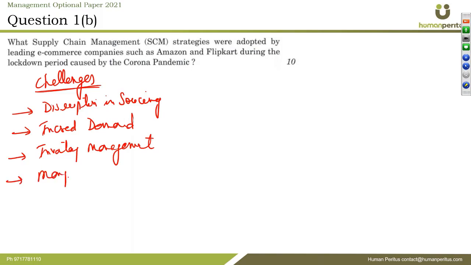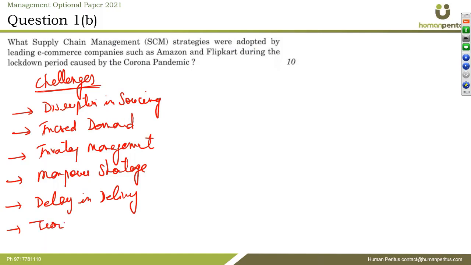Another challenge was manpower shortage. Why manpower shortage? Because people went back to their towns, or they were finding it difficult to come to work. The modes of transportation were not so easily available, and all those things. So there was shortage of manpower. Then delay in delivery. Then there were also challenges in transportation. So these are some of the challenges from the supply chain management perspective.